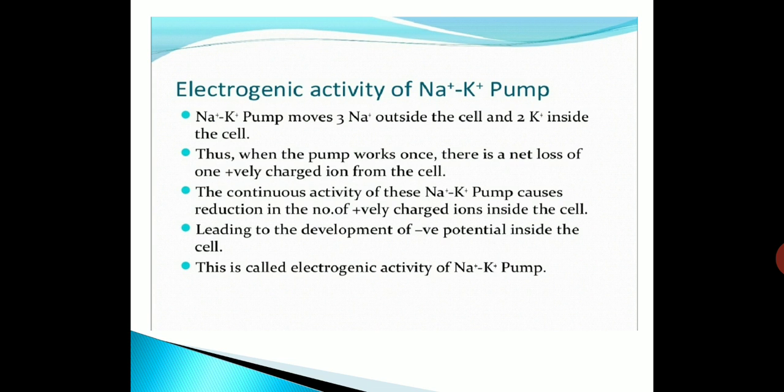Electrogenic activity of the sodium-potassium pump. The sodium-potassium pump moves 3 sodium ions outside the cell and 2 potassium ions inside the cell. Thus, when the pump works once, there is a net loss of one positively charged ion from the cell. The continuous activity of the sodium-potassium pump causes a reduction in the number of positively charged ions inside the cell, leading to the development of a negative potential inside the cell. This is called the electrogenic activity of the sodium-potassium pump.